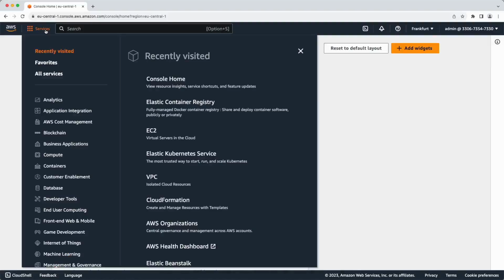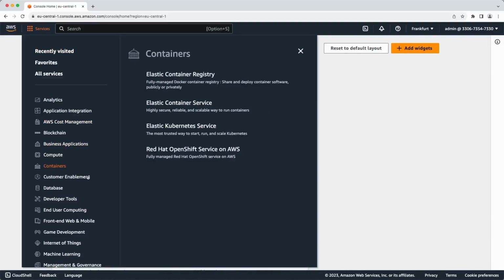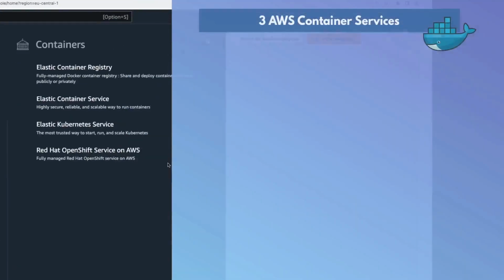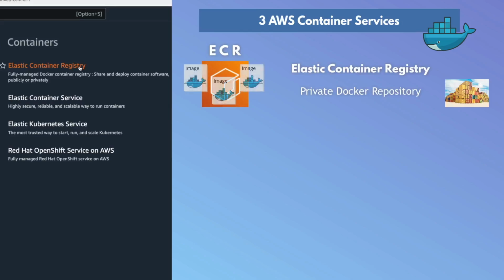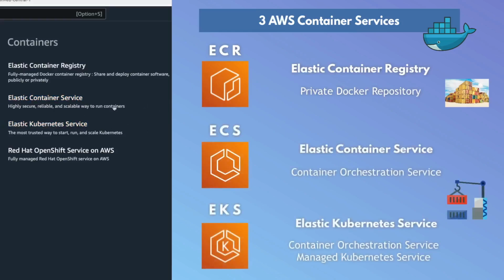So to summarize, on AWS, we have three main container services. The first one is for storing container images in a private container repository, which is our ECR. And the other two are for orchestrating and managing our complex containerized applications on AWS infrastructure. And these are ECS and EKS.